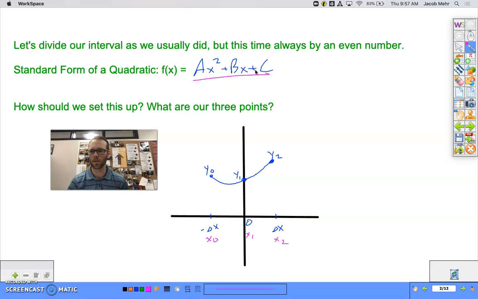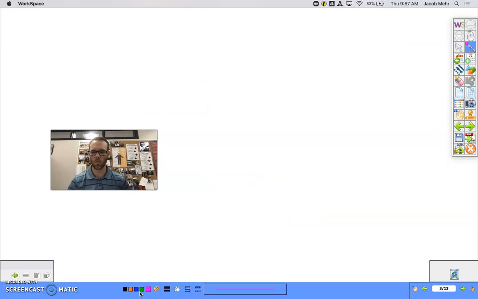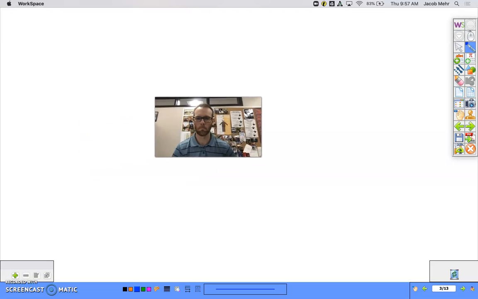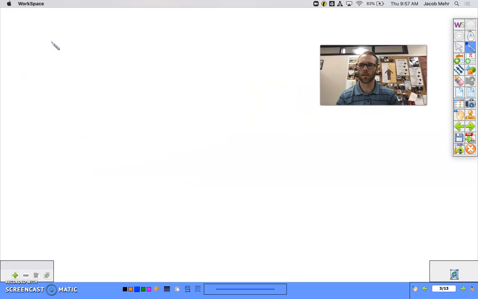Now, we don't know what a, b, and c are here. That's okay. We can still find the area under the curve from negative Δx to Δx. So let's write this as the integral from negative Δx to positive Δx of ax² + bx + c dx.